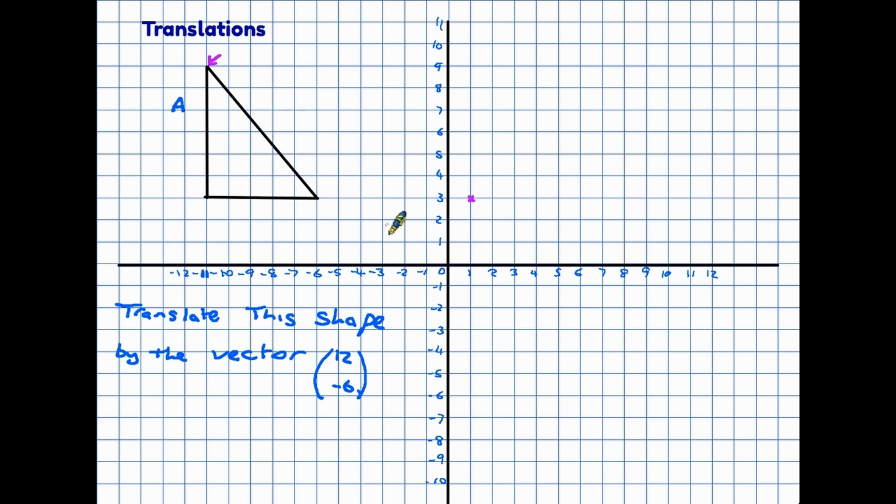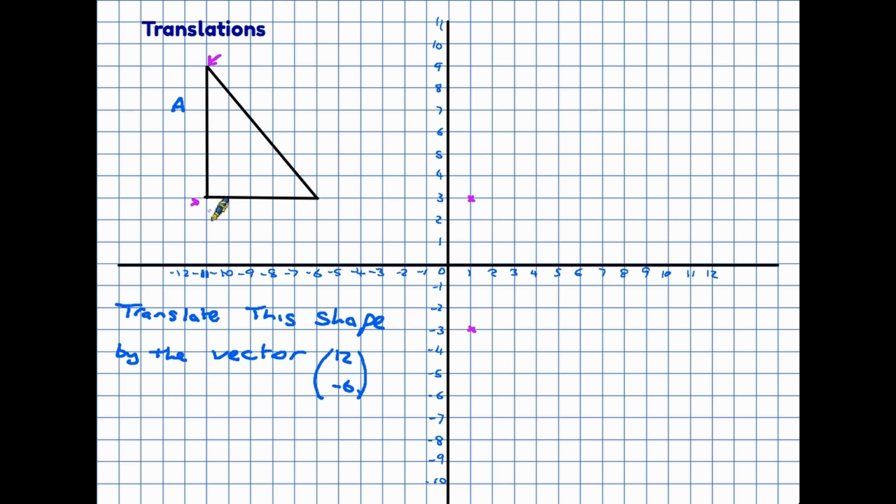You can do a couple of things now. You can either simply look at the lengths of the sides. In other words, this left hand side is 1, 2, 3, 4, 5, 6 squares. So you can count down 1, 2, 3, 4, 5, 6, which puts that there. Or you can copy the translation. You can take this bottom corner and translate it through the same vector. So you would go 12 and 6 and come to the same place.